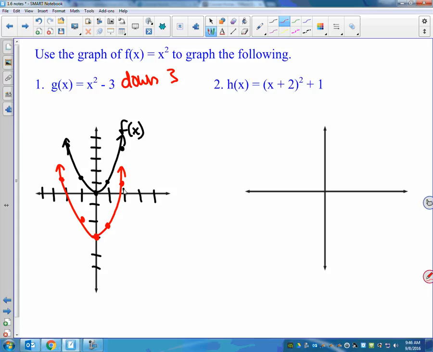Think about when you do a shift, whether your domain and range would change here, right? So normally x squared has a domain of all real numbers, but a range of 0 to infinity. On this new graph, is the domain going to stay the same? It's still all real numbers. But is the range going to stay the same? No, because I moved it down 3. So now instead of starting at 0, it's going to start at -3.